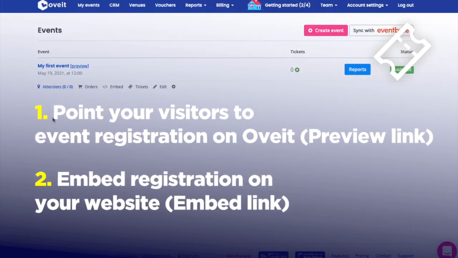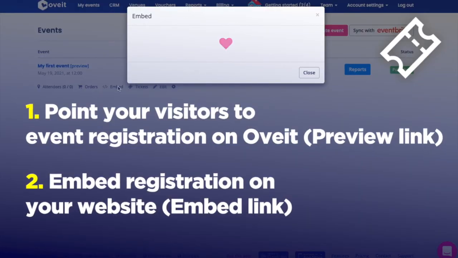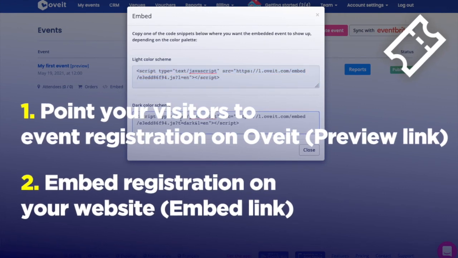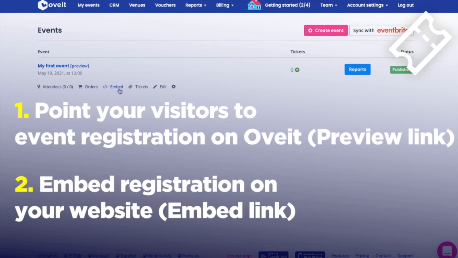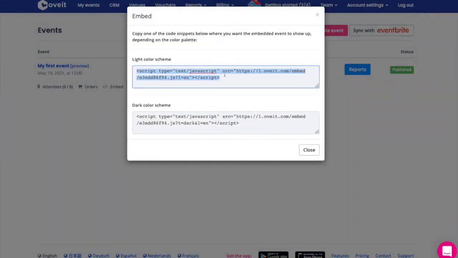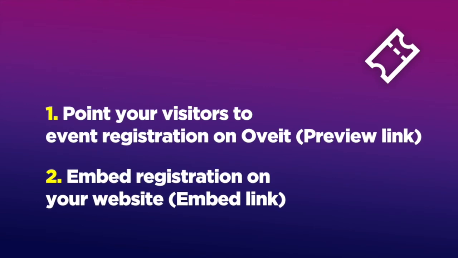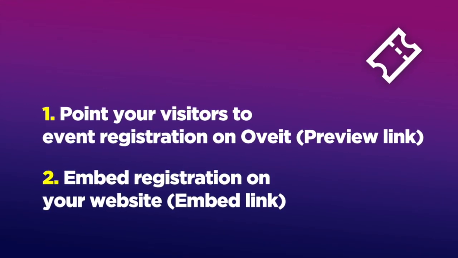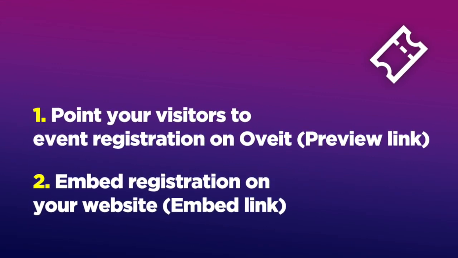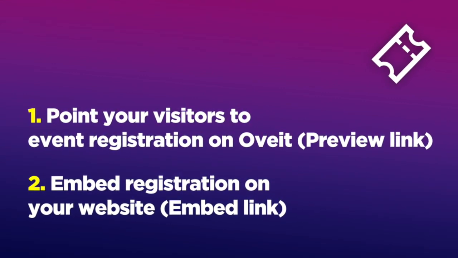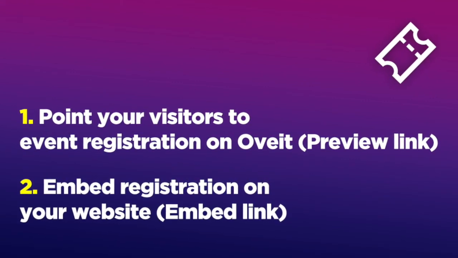Number 2 is you embed the registration on your website. You'll notice that every event has an embed button below it. Click on that button and you'll find 2 embed codes. One available for light theme and one for the dark theme. And just copy the code you need and paste it on your website. The embed is responsive and works with most website management software, so you won't have any problems putting it on your website in just a couple of seconds.